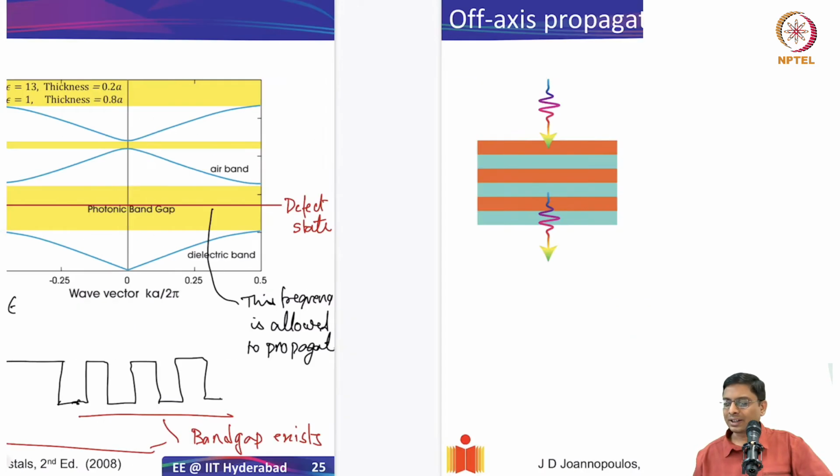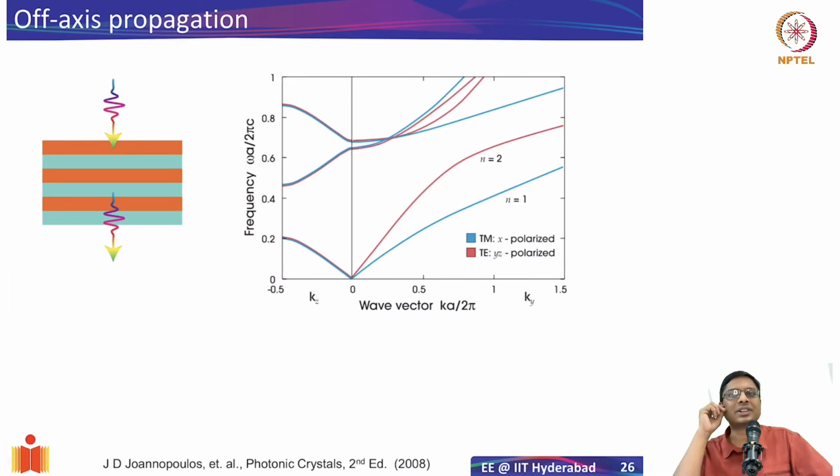And one last point I want to mention before I conclude my discussion on the 1D photonic crystal is what is known as off-axis propagation. So far, the examples that I have shown are all cases where I have considered only normal incidence. Even though my graphical schematic looked like I have a wave here and reflection, that's a generic case. But all the band structures that I have shown so far are for normal incidence. What do I mean by that?